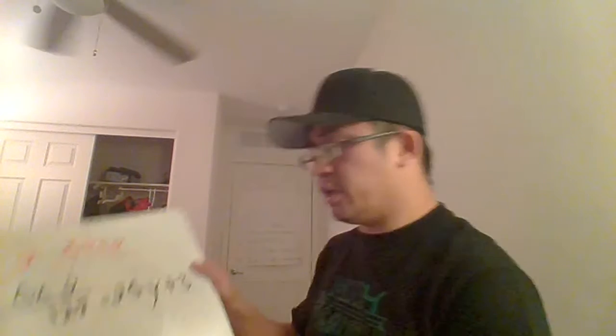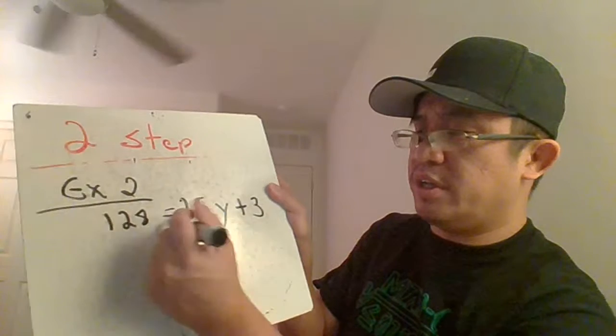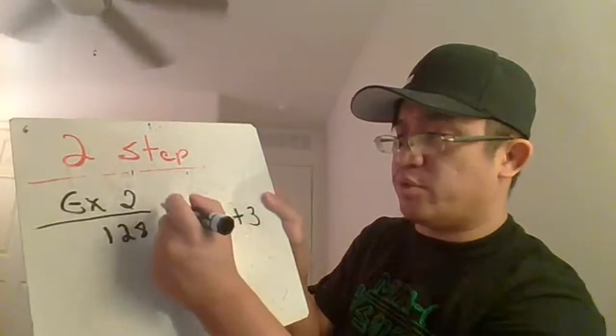Whatever you do on one side, you do to the other side, and the same thing should work out. This is going to be example 2. If I have everything on the right-hand side, here we go. I have 128 equals 25y plus 3. Again, it's 128 equals 25 times y plus 3.